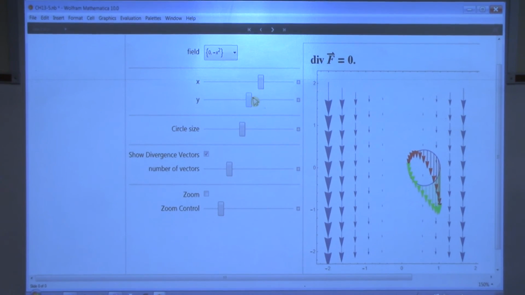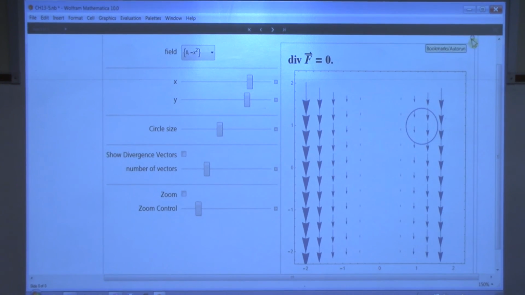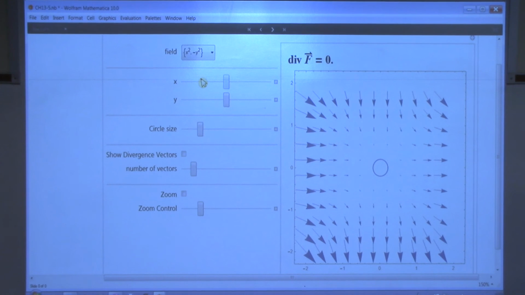If I move this up, anything going to happen? No. Move it to the left. Div is always staying the same, right? All right, so let's change to a different vector field. And let's go to the initial settings here. All right, more interesting. How about that one? You think we're going to get some interesting things? Let's see.